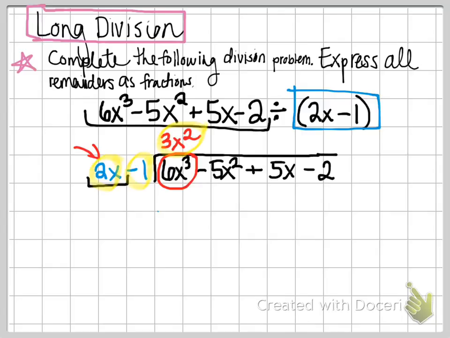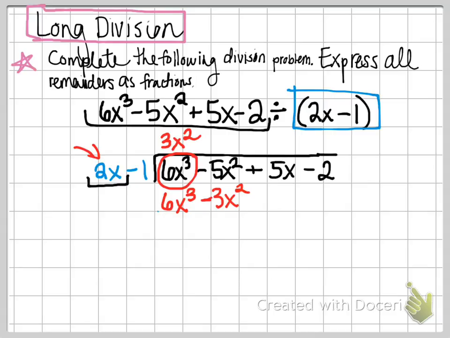And I'm going to go ahead and erase my color because it's going to get really busy otherwise. But that 3x squared is going to get multiplied by the 2x and the negative 1. Okay, so when I do that, I'm going to get 6x cubed, which those should match, and then 3x squared times negative 1 is negative 3x squared. So notice how I'm lining up the cubes and the squareds.